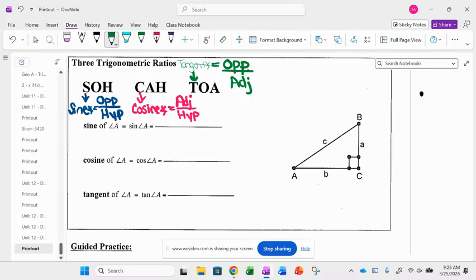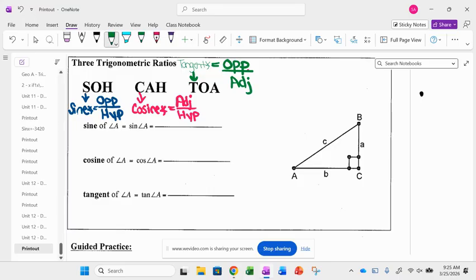Okay, so why is this word helpful? Because if you remember SOHCAHTOA, the S in SOH stands for sine. O and H are opposite over hypotenuse. The C in CAH stands for cosine. The A and the H are adjacent over hypotenuse. In TOA, the T stands for tangent. O and A, opposite over adjacent. So if you can remember SOHCAHTOA, you'll always be able to figure out which sides each trig function pairs.